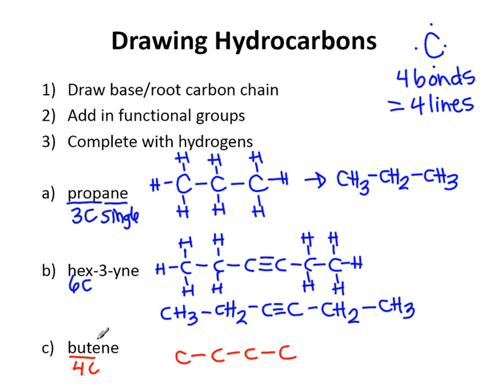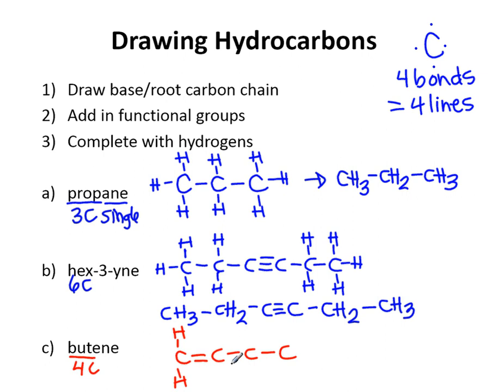No number, but I see an ENE ending. ENE tells me double bond. So when I don't see a number, that means the double bond must be from carbon 1 to carbon 2. So I have to add in an extra line in here. No other information, in go our hydrogens. So this carbon on the end already has 2 lines, double bond, so I'm going to put in 2.